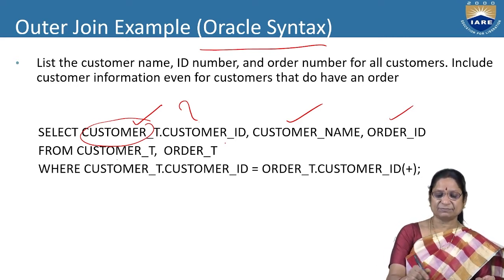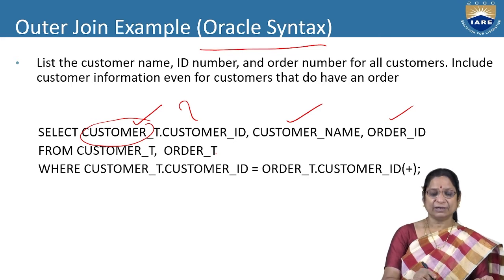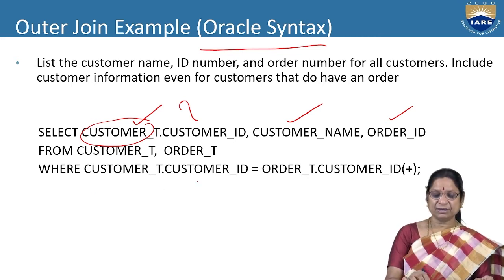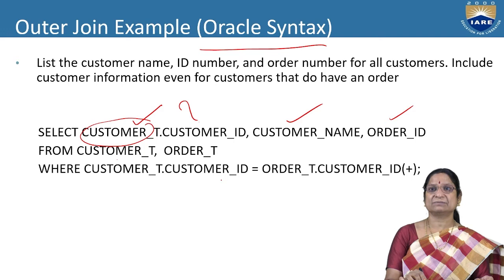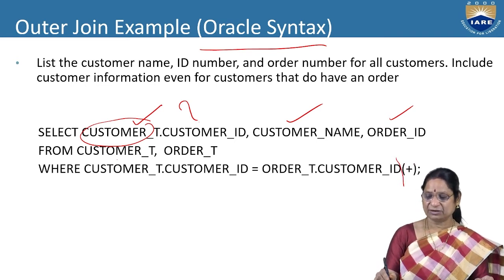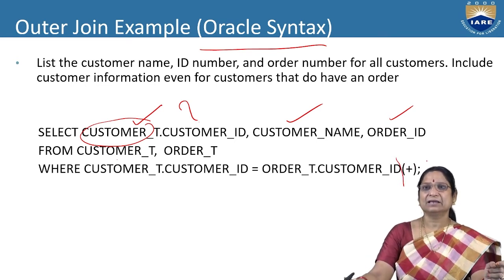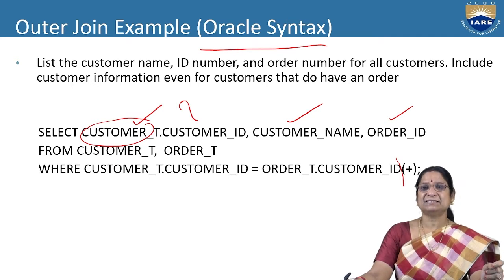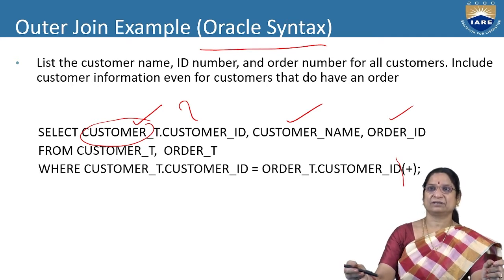Two tables, the customer table and the order table. What is the condition? Where customer table dot customer ID is equal to order table dot customer ID. Up to this is the same as an inner join. But you observe here, on the left hand side I am using a plus. Left hand side using plus means left outer join.